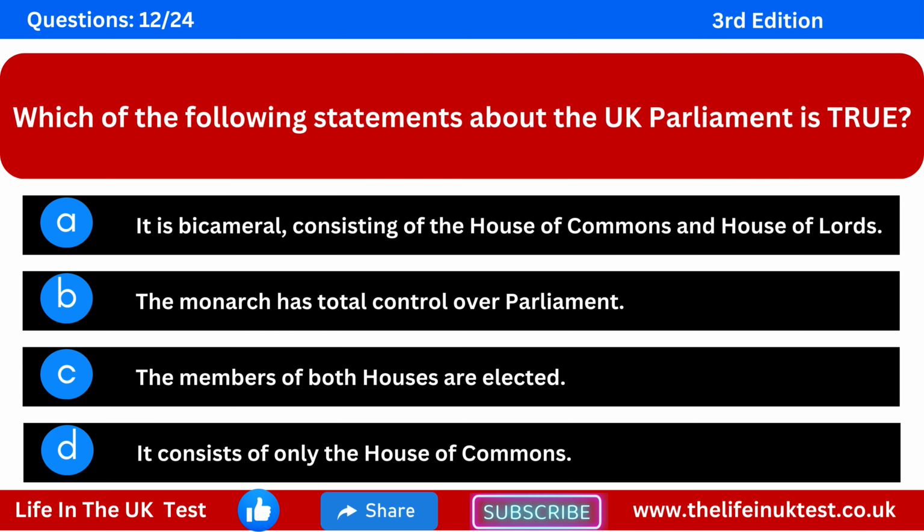Which of the following statements about the UK Parliament is true? Option A, it is bicameral, consisting of the House of Commons and House of Lords. Option B, the monarch has total control over Parliament. Option C, the members of both houses are elected. Option D, it consists of only the House of Commons.